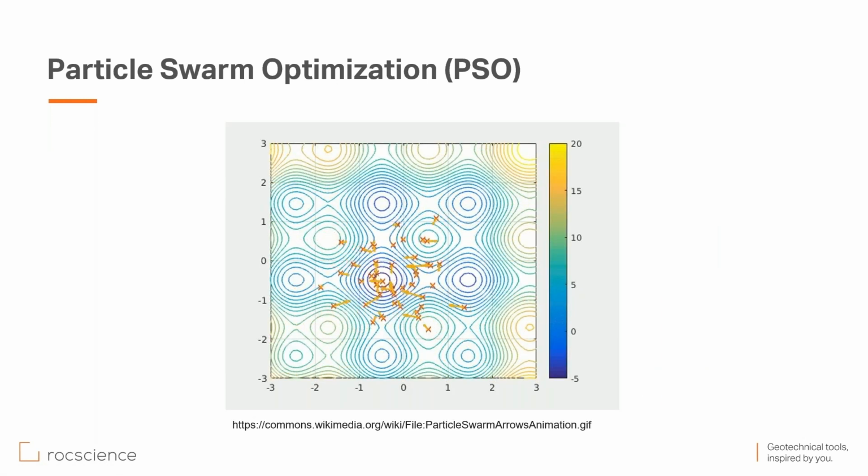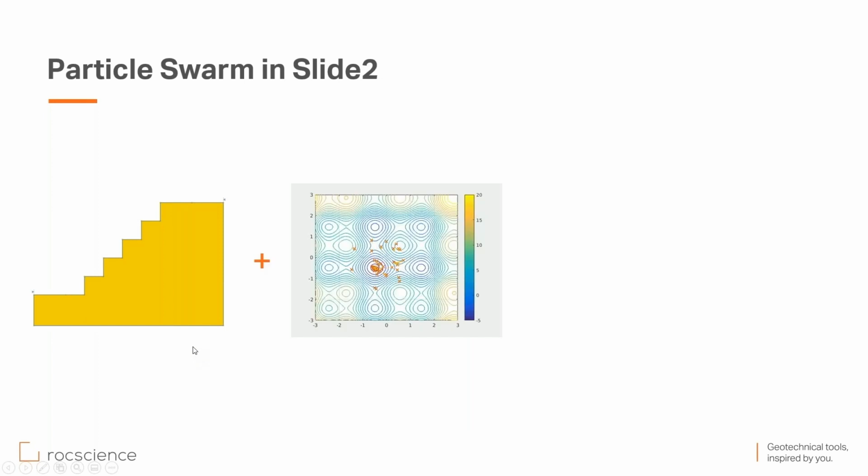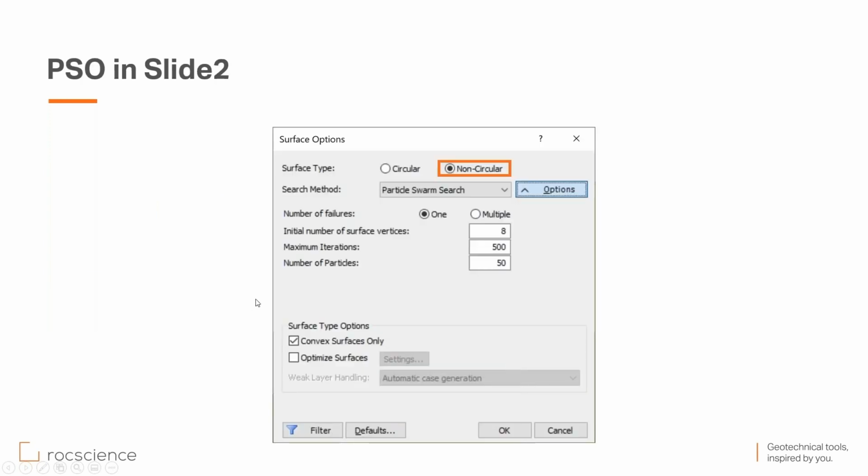So this is a little GIF of what this looks like. So again, pretend we're looking at the top. You start with a bunch of guesses and they all converge towards this minimum. Okay, so we have our slope, we apply particle swarm, and we get this specific surface. How exactly? To answer that, we can look at the search methods in slide 2.